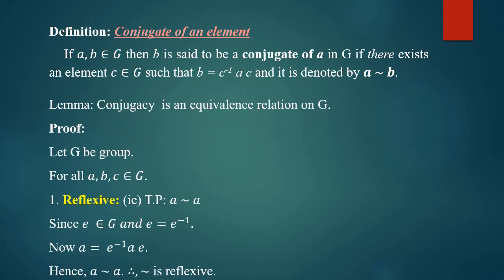The next lemma: conjugacy is an equivalence relation on G. We all know that an equivalence relation has three conditions: reflexive, symmetric and transitive. So we have to prove here that conjugacy satisfies these three conditions. Let G be a group, for all a, b, c in G. The first we have to prove is reflexive, that is, to prove a tilde a.